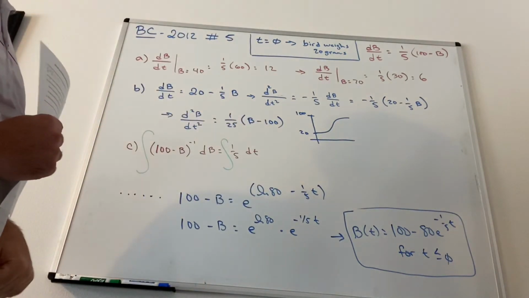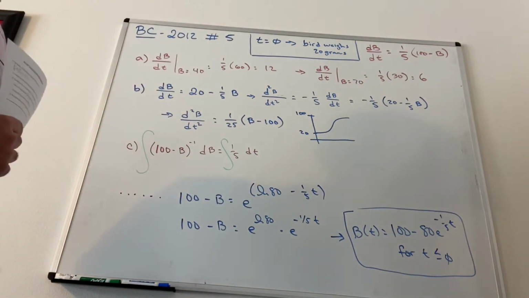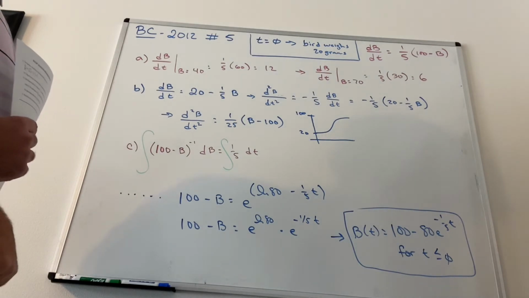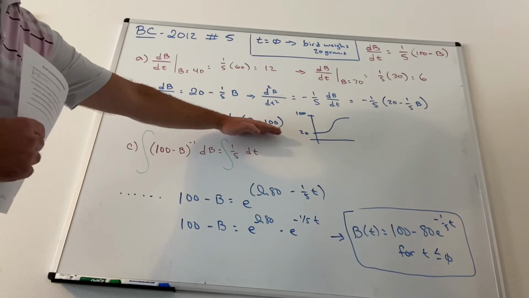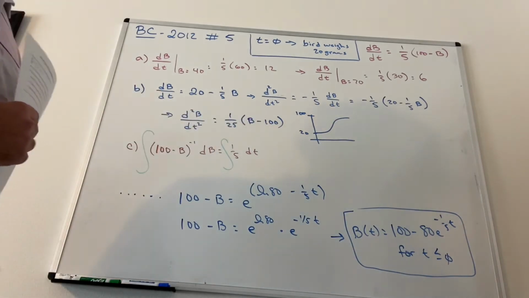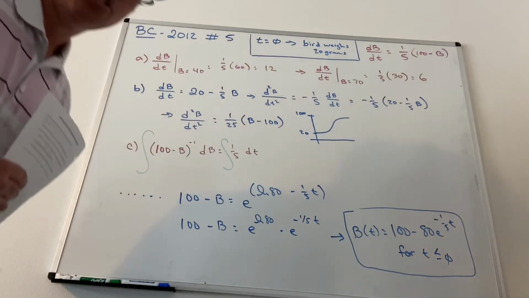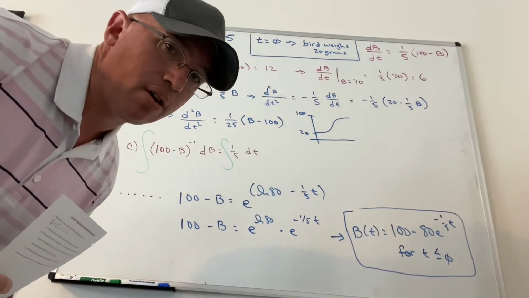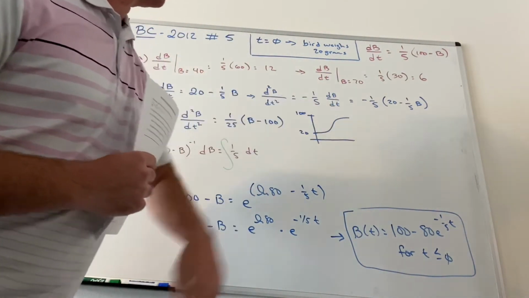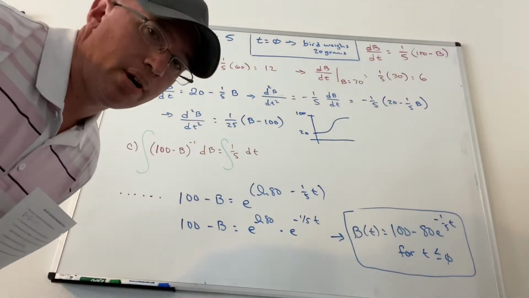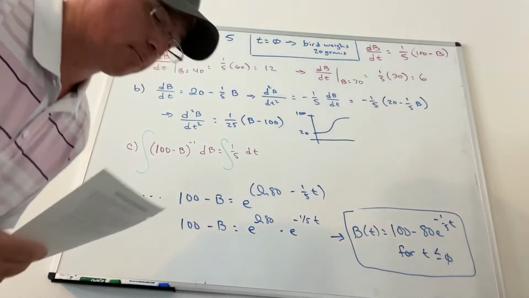Okay? Now, if you think about it, any B value that I plug in between 20 and 100 is going to give me a negative right there, which means that the graph of B should only be concave down. But this graph here has got some concave up and some concave down. So that's why that can't be the graph, all right?